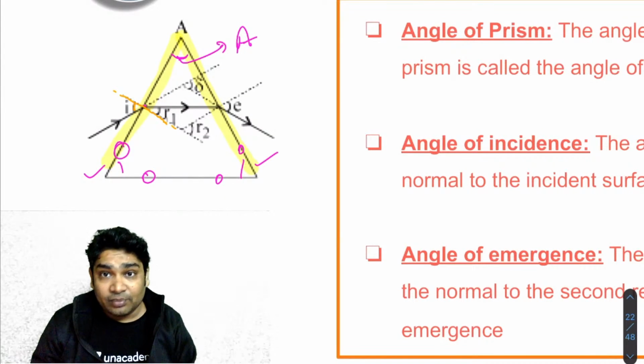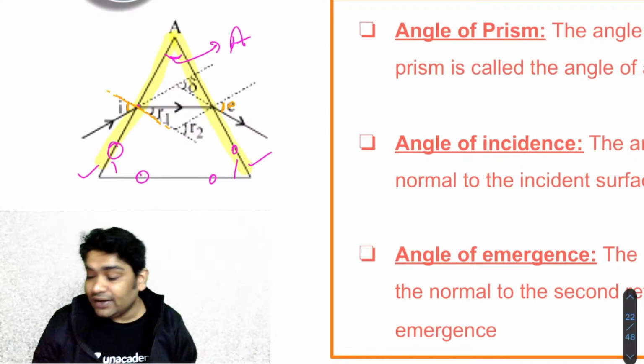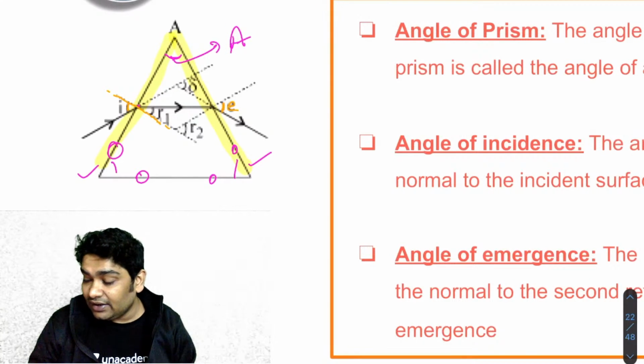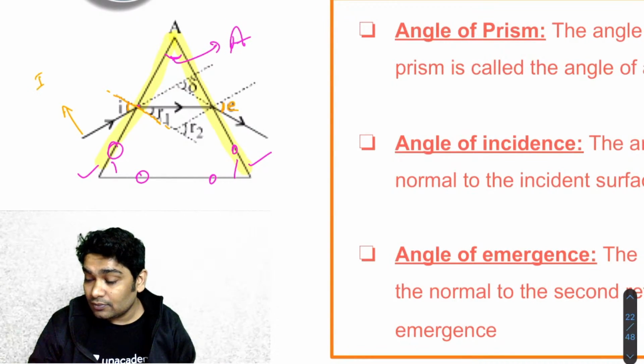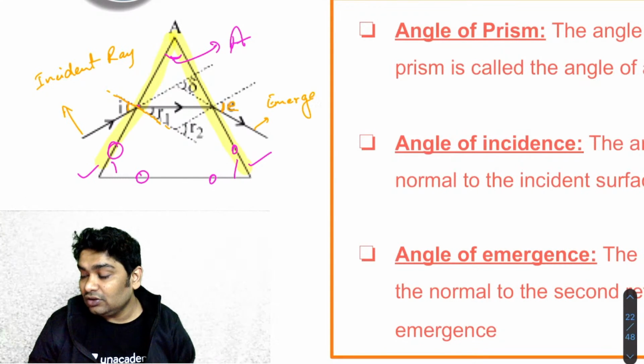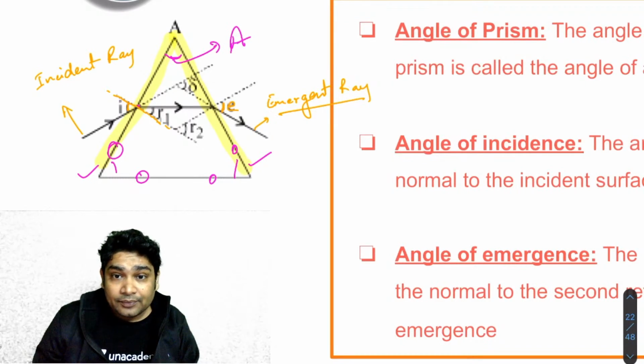Then you have the angle of emergence. The angle of emergence is this angle. It is the angle made by the emergent ray. This is called the incident ray, and this will be called the emergent ray, the ray that is coming out of the prism, emerging out of the prism.